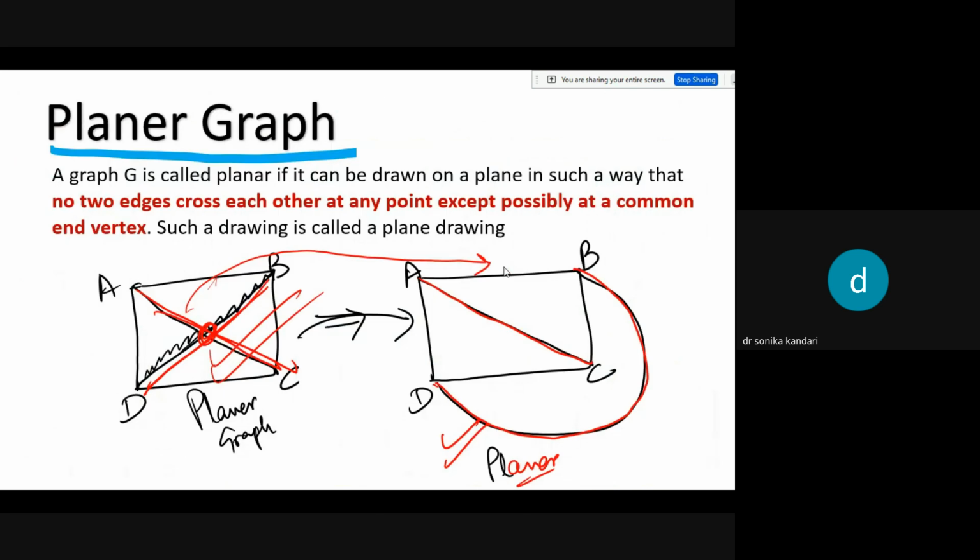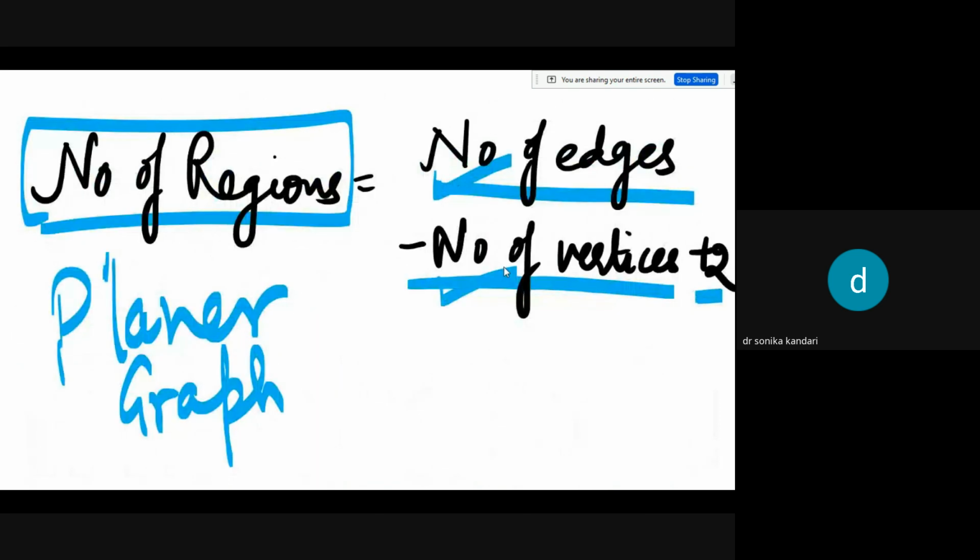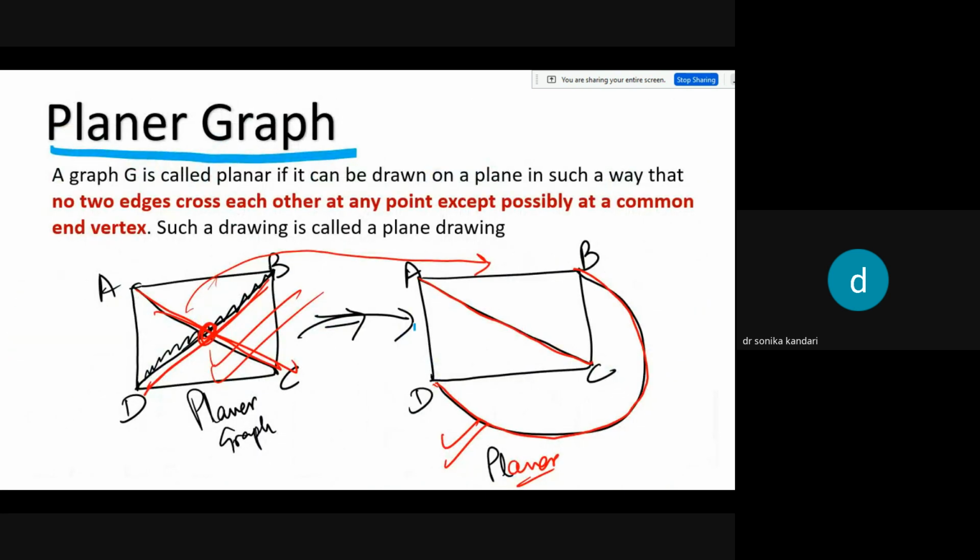Fine. So in this graph, find number of regions. Just find number of regions in this graph. In example 1 graph, just find number of regions. How many regions are there? It is 4, ma'am. 4 regions. How did you find?